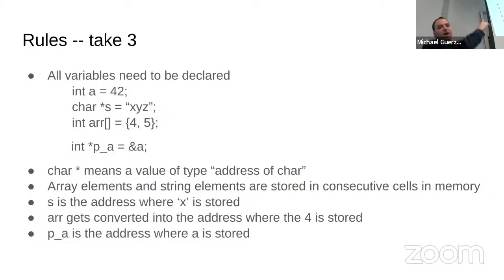In the same way that PA is the address where the variable A is stored, when I use R, you can think of it as the address where the 4 is stored, the number 4. Arrays, I'll usually write like that when I'm initializing. Optionally, inside the square brackets, you can say how many elements are going to be in the array. But if you're initializing, it automatically knows that it's an array of 2 integers because you gave it 2 integers.